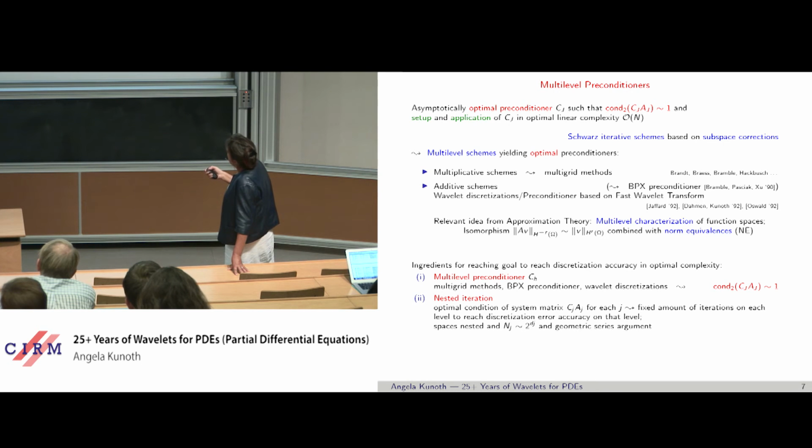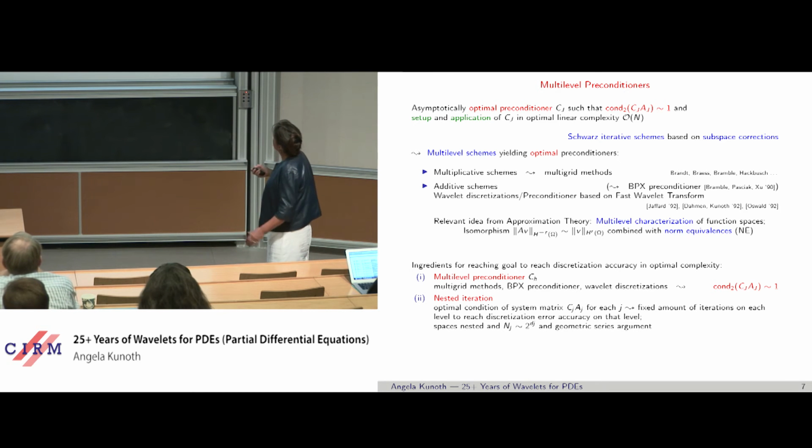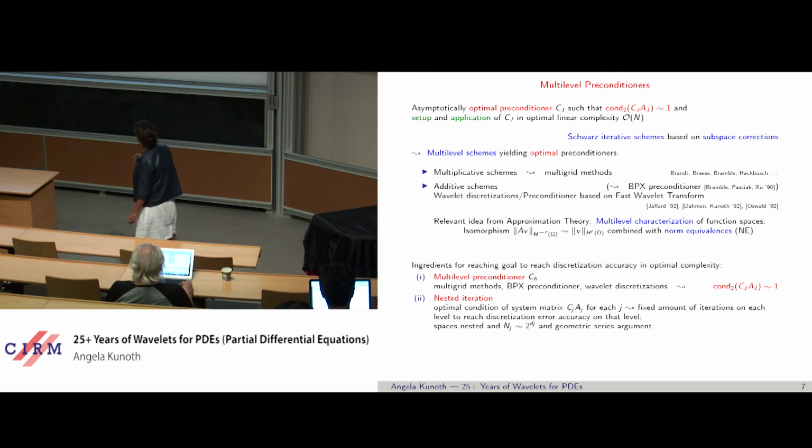These multi-level schemes, that was the spirit, let's say, of the end of the 80s, beginning of the 90s. There were already multigrid methods around, and it was the idea to use wavelet discretization, or to use preconditioners based on the fast wavelet transform. This was used systematically first by us here in order to precondition these operators.